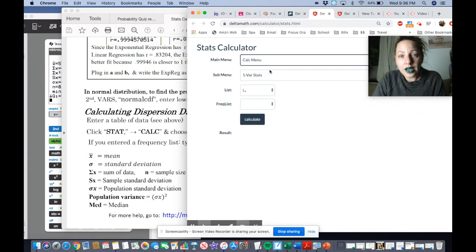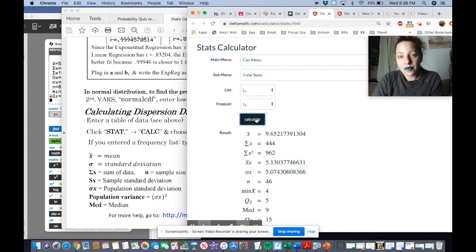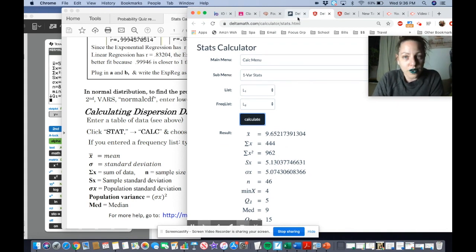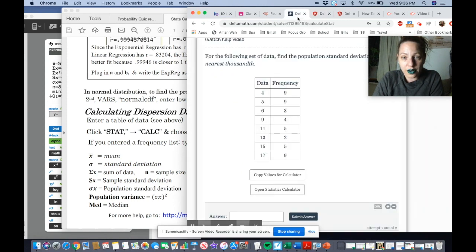So in my Calc, I'm going to put L2 for the frequency list. And then I hit Calculate, and it gives me all of that data. And then you're just going to find what it needs. Okay, so it's pretty straightforward. It's just about learning how to use the calculator.